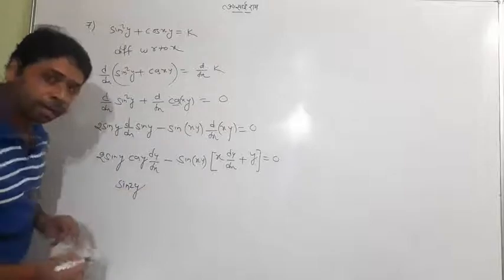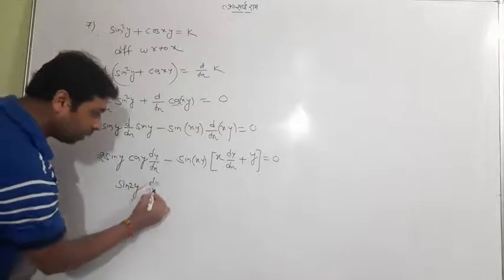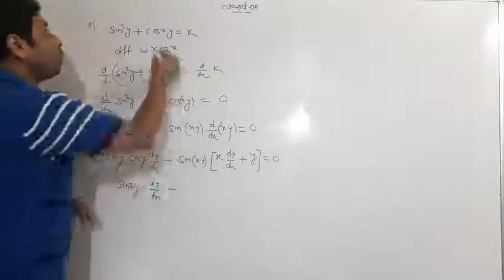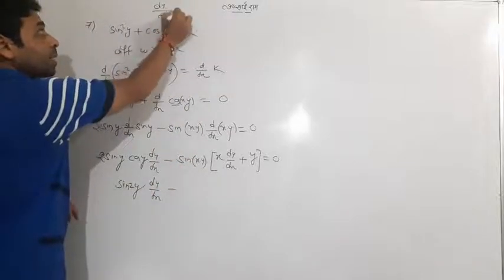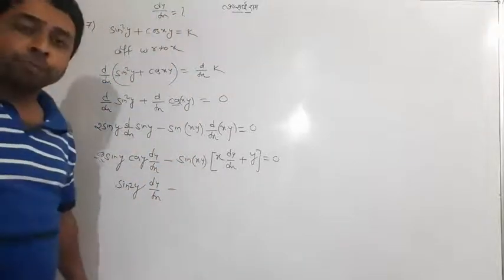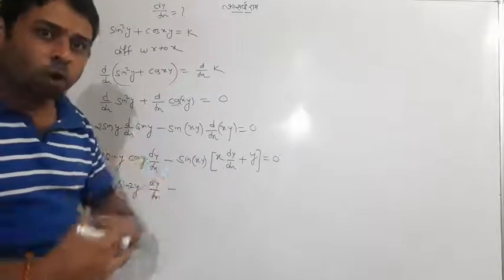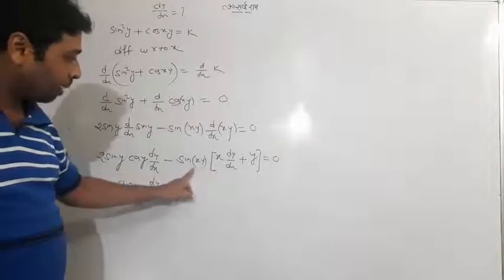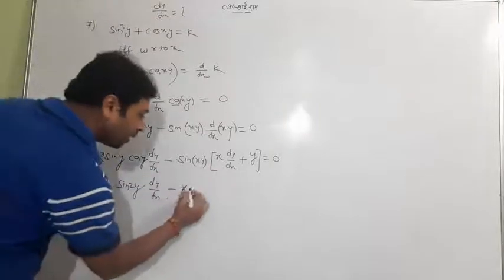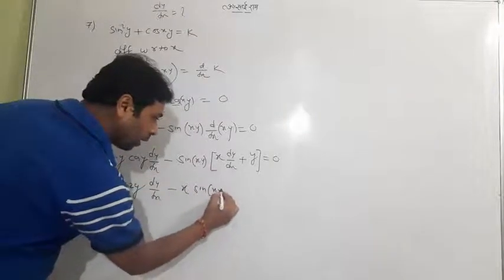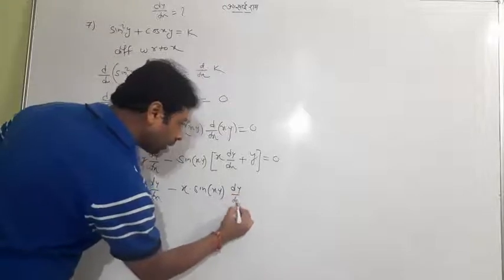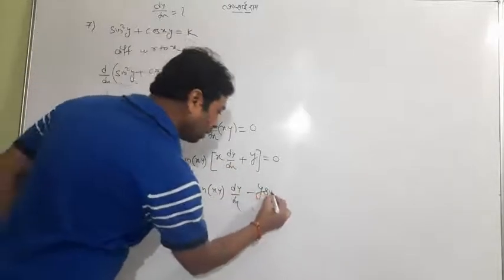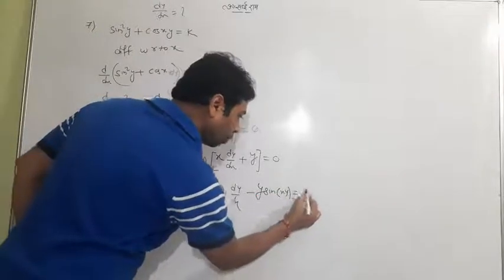sin 2y dy by dx. Multiply sin xy into this, because we want to find the value of dy by dx, and the method is very simple. Just collect all the terms containing dy by dx. So I'll multiply inside: x into sin xy dy by dx minus, and plus minus y into sin xy is equal to 0.